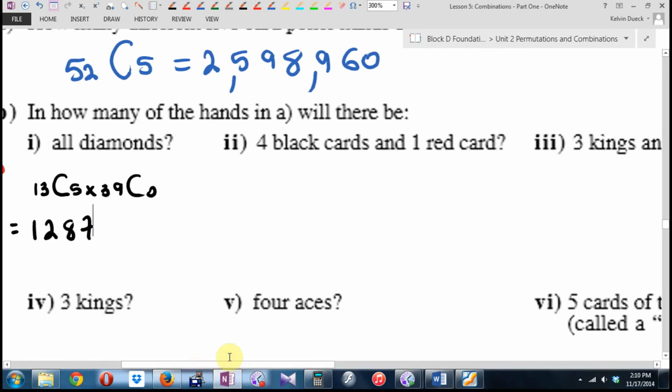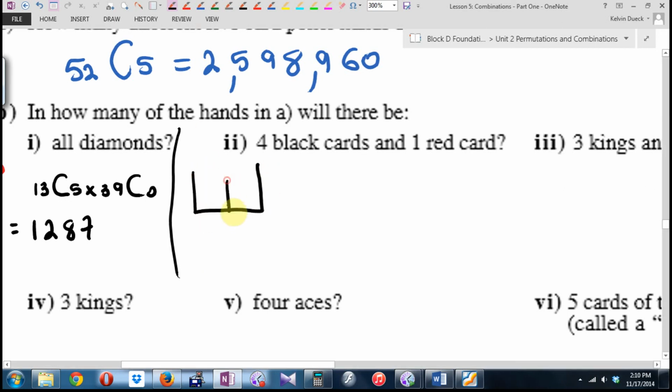Part B: 4 black cards and 1 red card. 4 blacks and 1 red. Good hand or bad hand? This is a nothing. I'm expecting a fairly big number this time. 4 blacks, so that could be a couple of spades, a couple of clubs, could be 3 clubs and 1 spade, and 1 red. So, bucket.